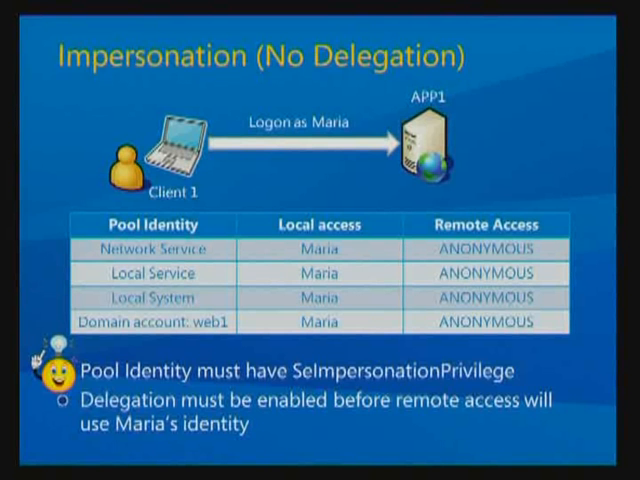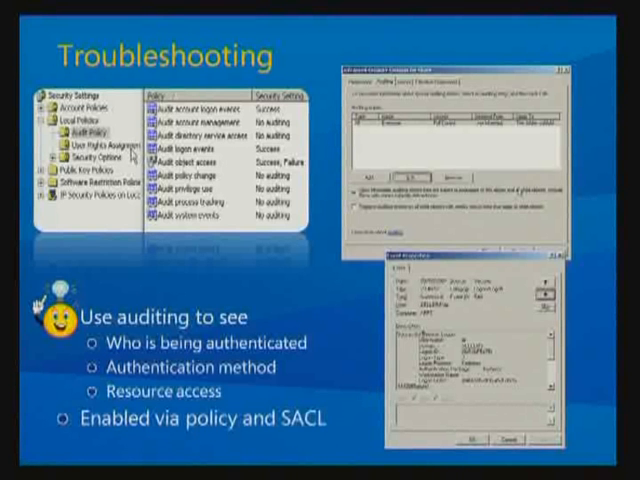Now, troubleshooting, auditing, absolutely essential. We need auditing on for seeing what's going on in our systems. So make sure you've got auditing on. And obviously, there's two places we put auditing on. We put auditing on through group policy, and there I've got auditing for success and also success and failure on object access. And we then need to enable a SACL.